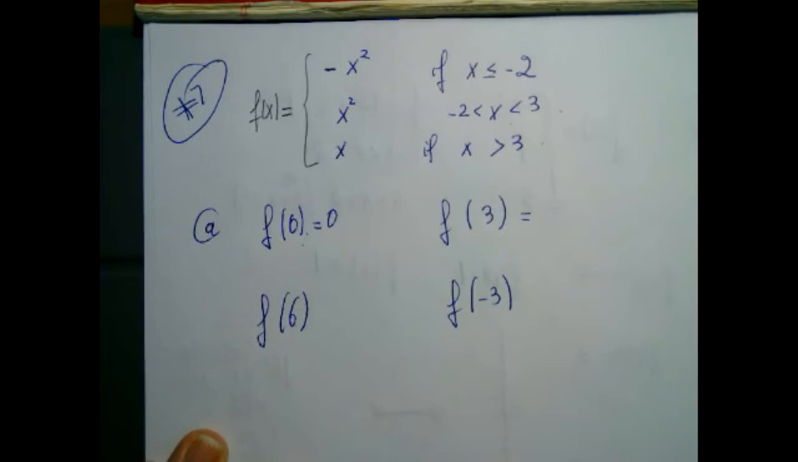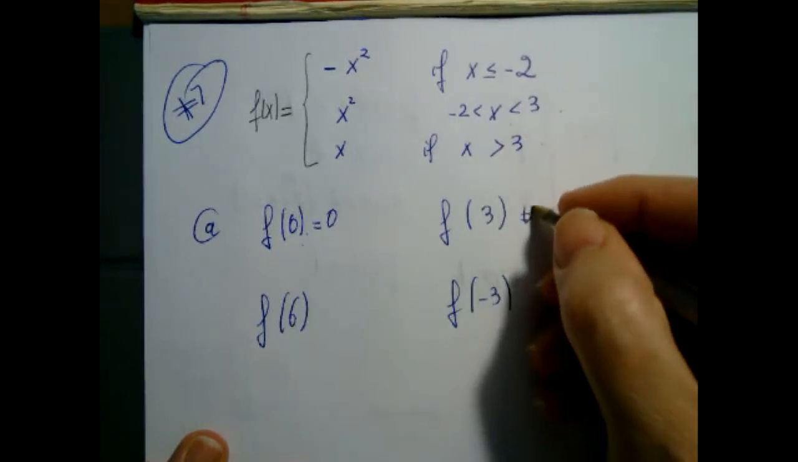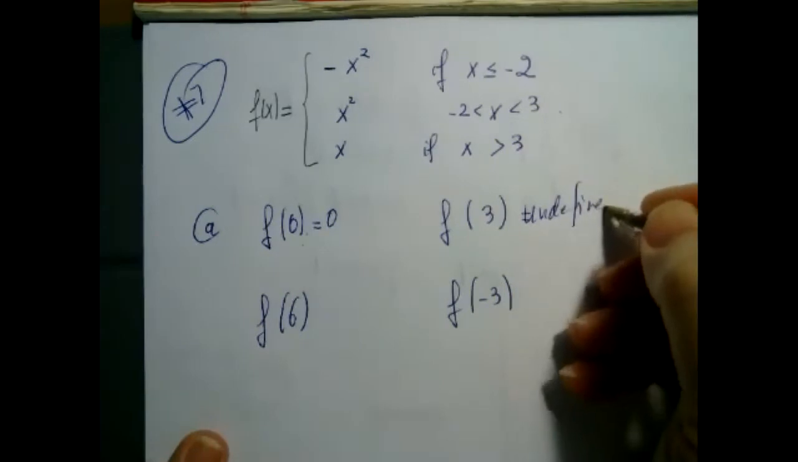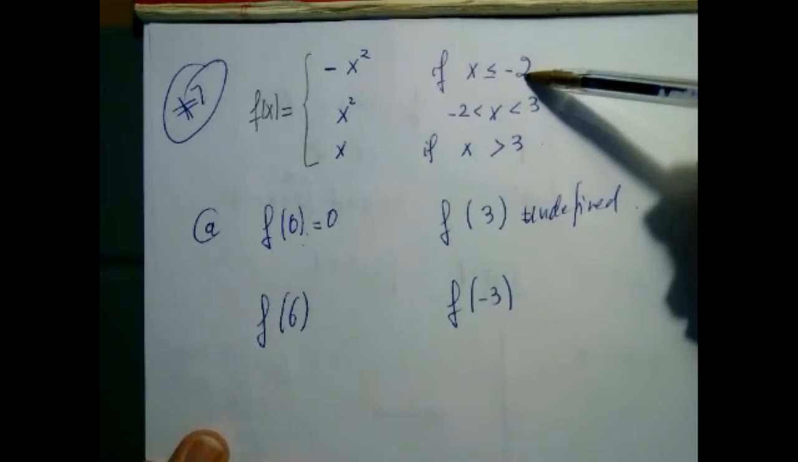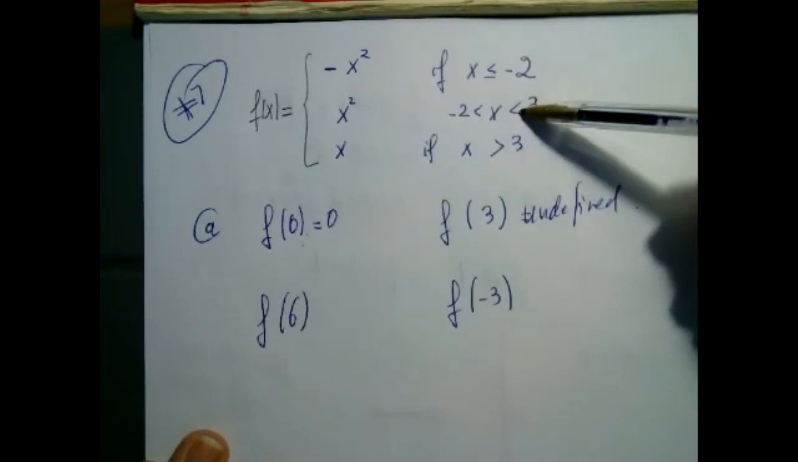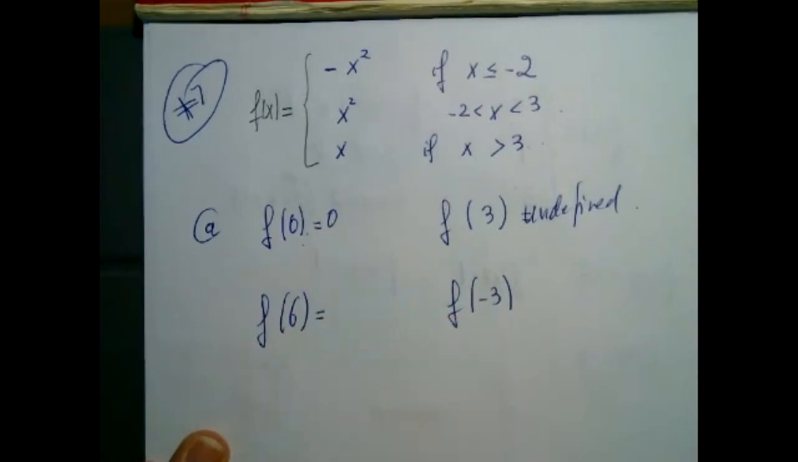What is f of 3? Absolutely, it's not defined. Regardless of which interval I have, 3 is not included in any of them, so this is undefined. I repeat why it's undefined: 3 doesn't satisfy this condition, it doesn't satisfy this condition, and it doesn't satisfy this condition, so f of 3 is not defined. It means 3 is not in the domain. There is no output for 3, meaning 3 is not in the domain of the function. Now, what is f of 6?